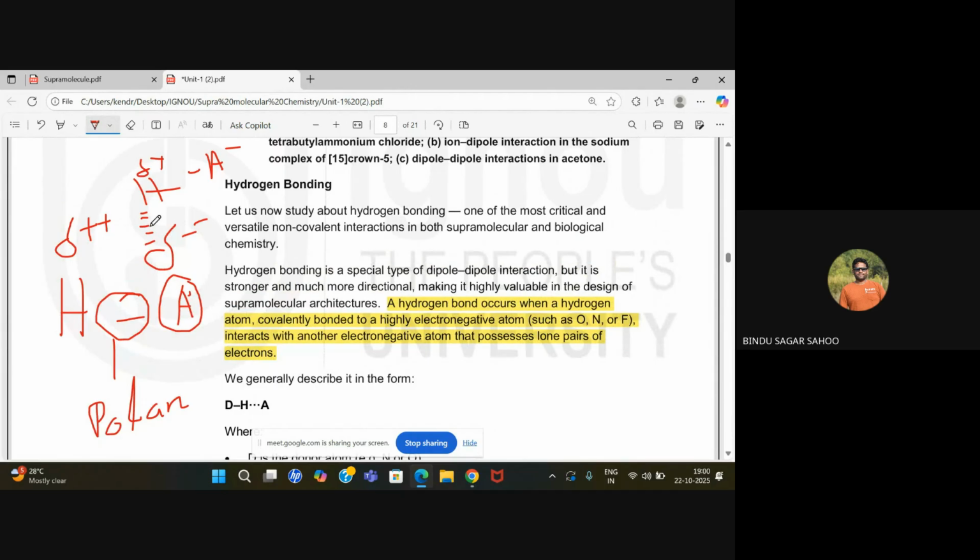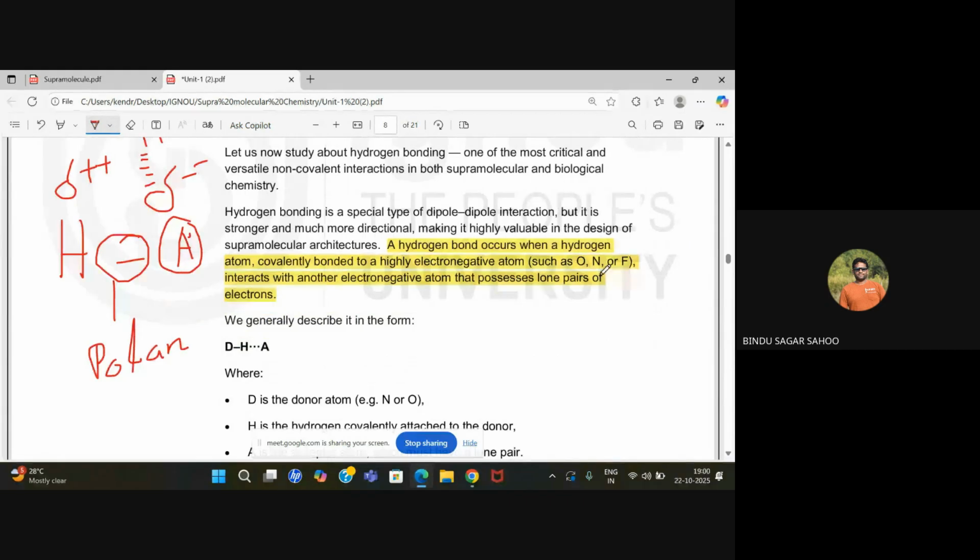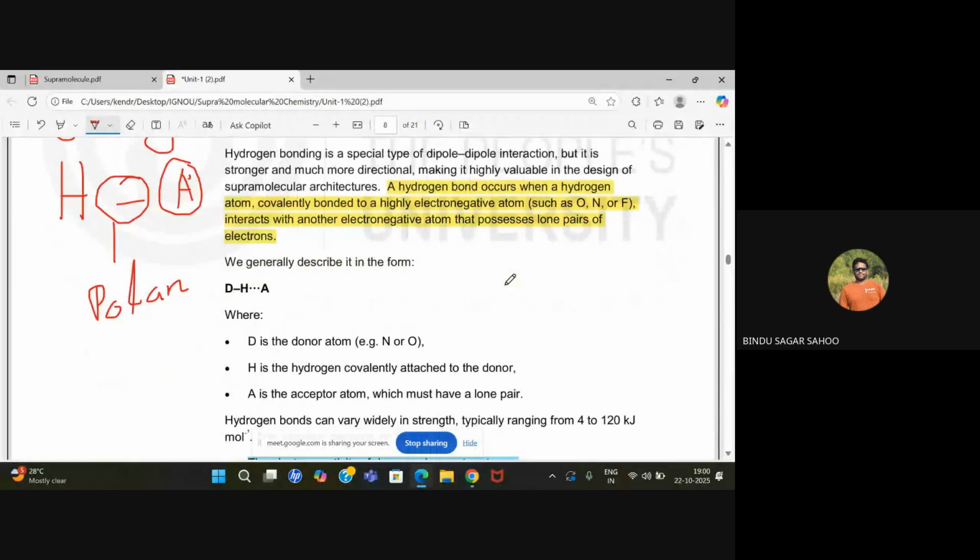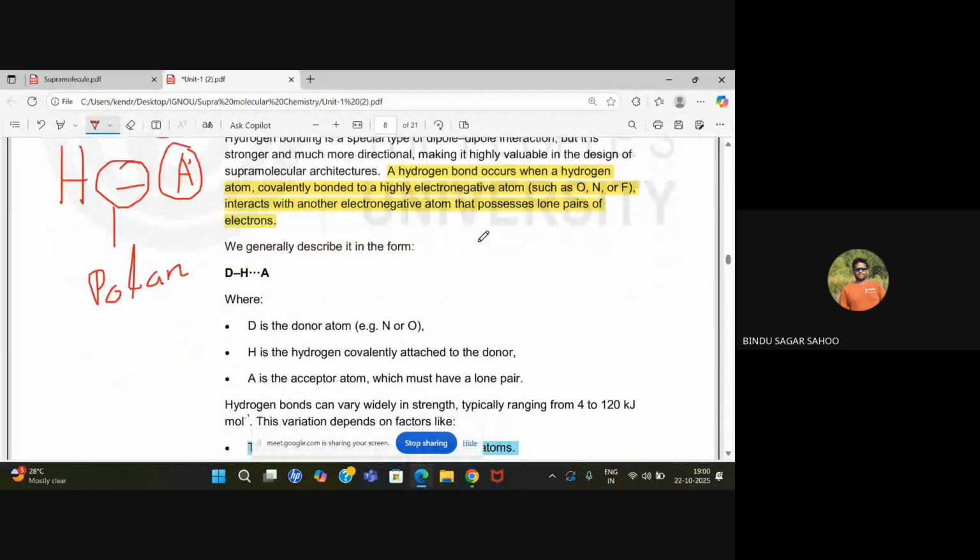So it is one of the special types of dipole-dipole interaction. But particularly here in a molecule, the hydrogen atoms are involved. That's why this is called hydrogen bonding. Hydrogen bonding can be created with specific atoms like oxygen, nitrogen, and fluorine that possess a lone pair of electrons. So it can exist in different forms.